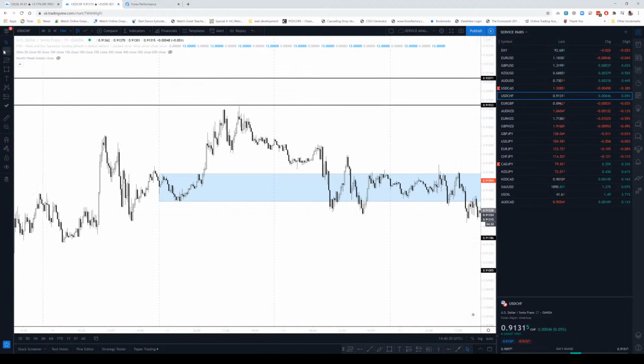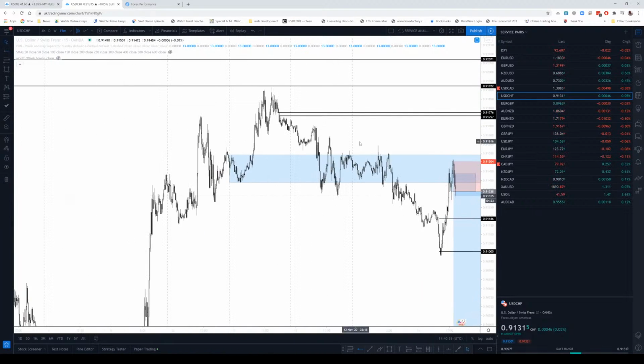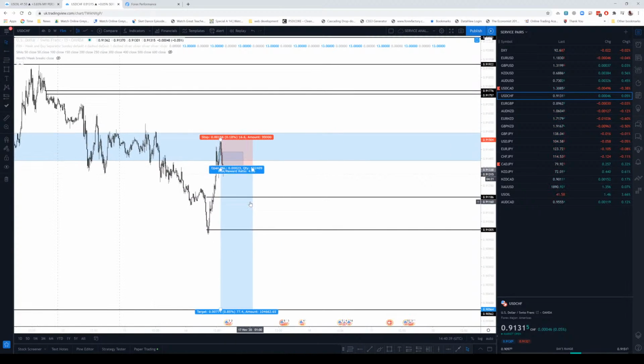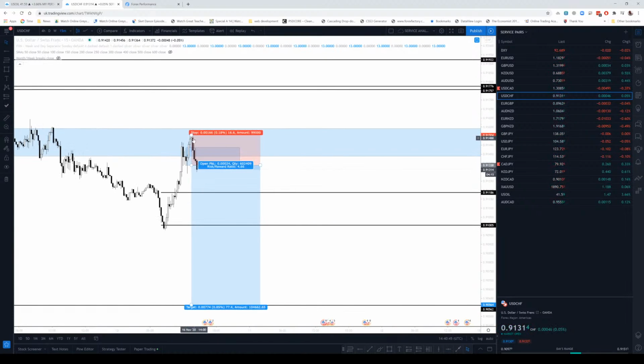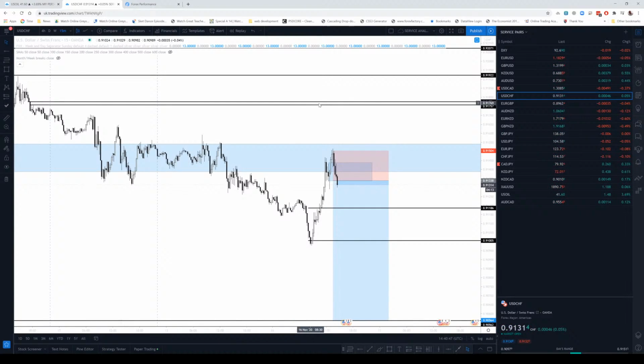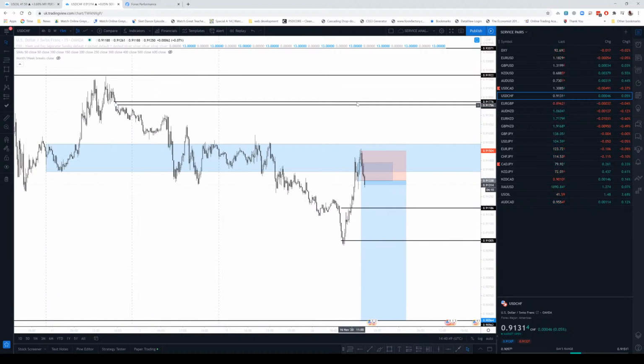I don't see anything apart from this mini gap, so maybe they'll come up there and find support there and then send it back down again. Okay, so if you happen to take this trade and it stops you out, then I think price will come higher and then drop again.